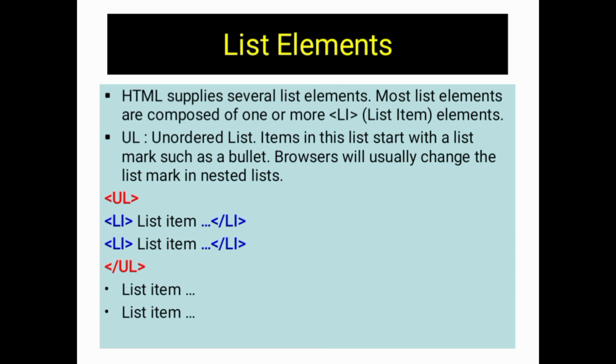UL stands for unordered list. Items in this list start with a list mark such as a bullet. Browsers will usually change the list mark in a nested list. This is the syntax for an unordered list: it starts with the UL tag and ends with the /UL tag, and LI represents each list item.